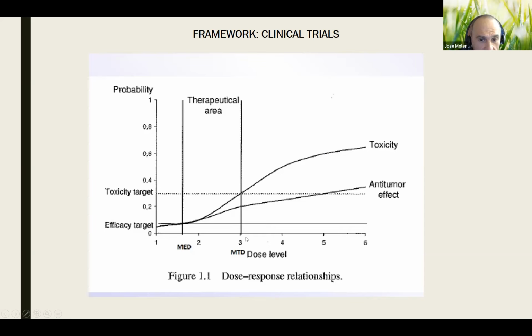So we are very interested in estimating this dose, and any bias is risky because we can apply more toxicity than allowed, or if we underestimate the dose, we can allocate patients in doses with a low efficacy, okay?